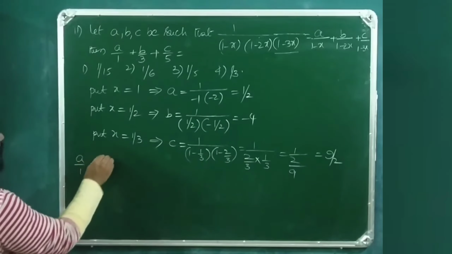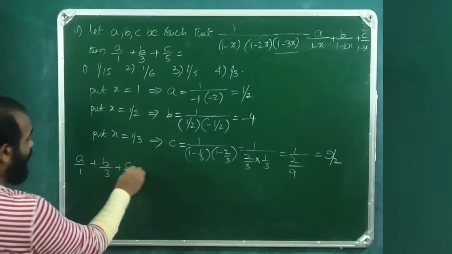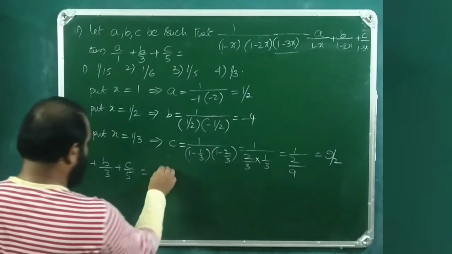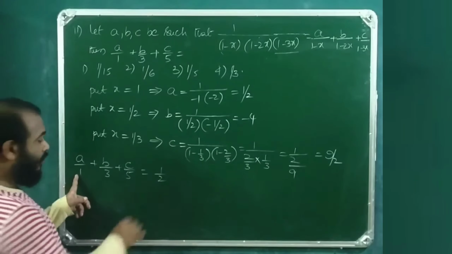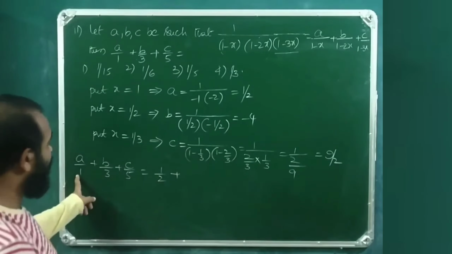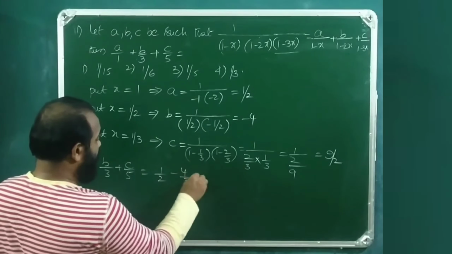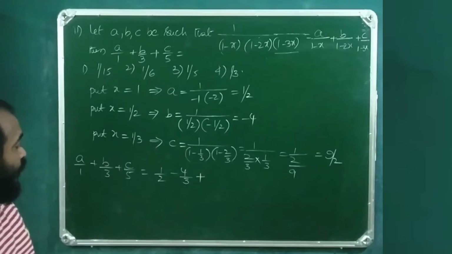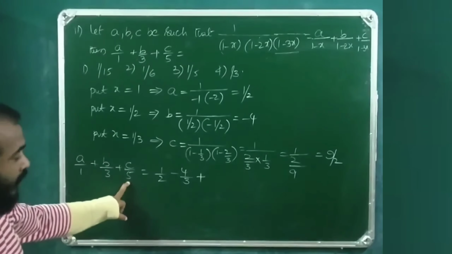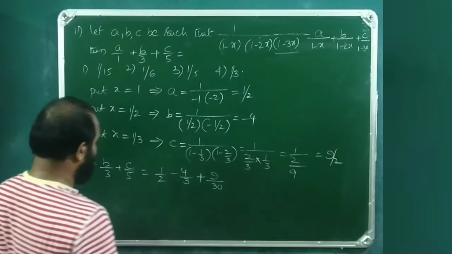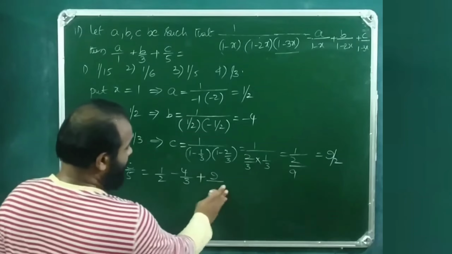Now a by 1 plus b by 3 plus c by 5 is equal to: the a value is 1 by 2 by 1, so 1 by 2, plus the b value is minus 4 by 3, plus the c value is 9 by 2 by 5. 9 by 2 5s are 30. 2 5s are 10.